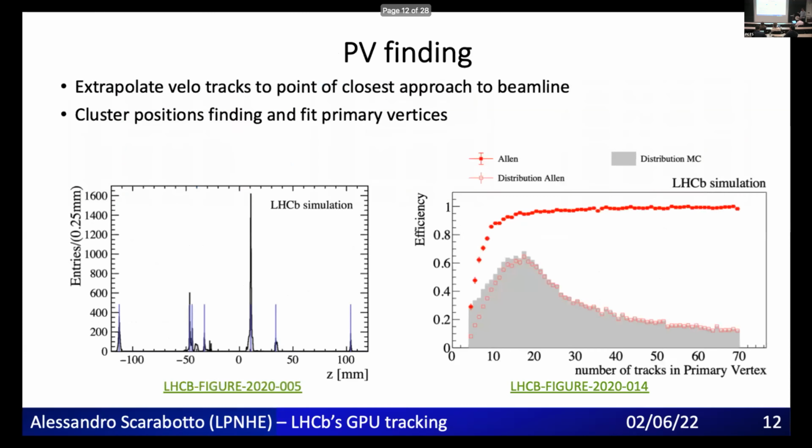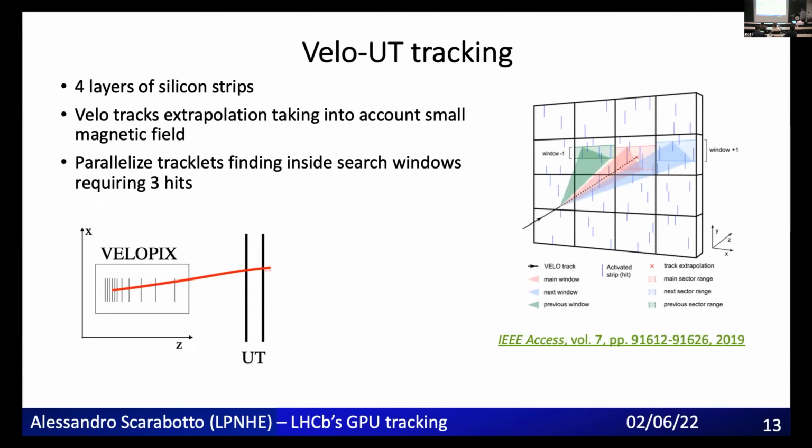So then we can use the velo tracks, as I told you, to find primary vertices. So what we do is we extrapolate these velo tracks to the point of closest approach to the beamline, and we try to find primary vertices. So this is how we extrapolate them, and we see Z in this axis, and we try to find clusters and fit our primary vertices. And I'm showing here on the right efficiency versus number of tracks in the primary vertex. Of course, we're more efficient in finding primary vertices if we have more tracks pointing to that primary vertex.